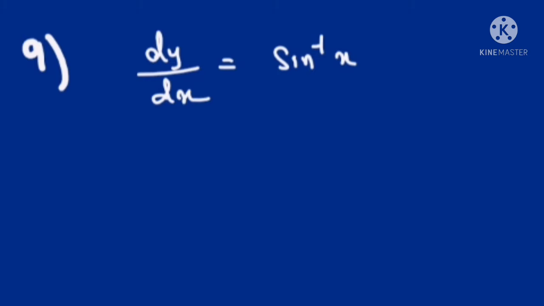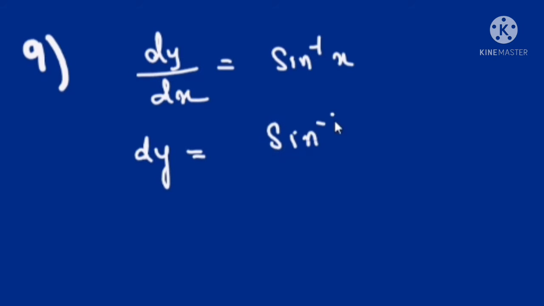The ninth sum, dy by dx is equal to sine inverse x. Let us use the variable separable method. That is, you separate the variables, all the y terms to one side and x terms to the other side. So you have sine inverse x here and dx here. So let us write dy is equal to sine inverse x into dx. Now we have separated the variables.